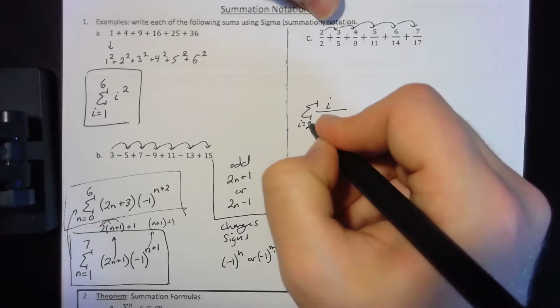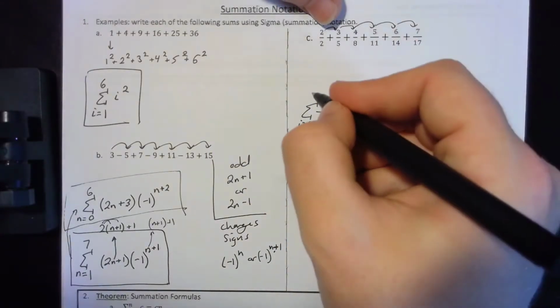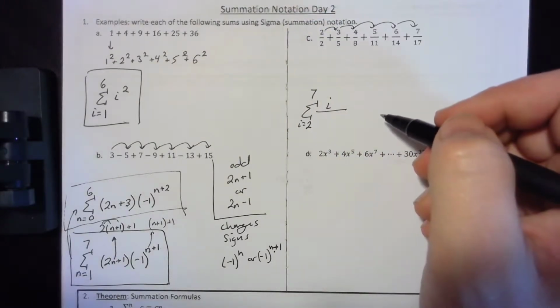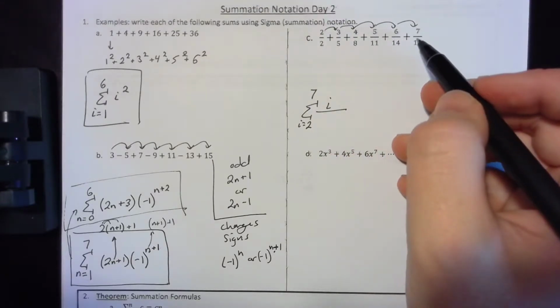And if I start at 2, I'm going to have 2, 3, 4, 5, 6, and the last term I'm going to plug in is 7. So if I do it this way, I should start at 2 and end at 7. Again, there's other ways to do this example, but I would argue that this is the most efficient way to start it, to look at it.